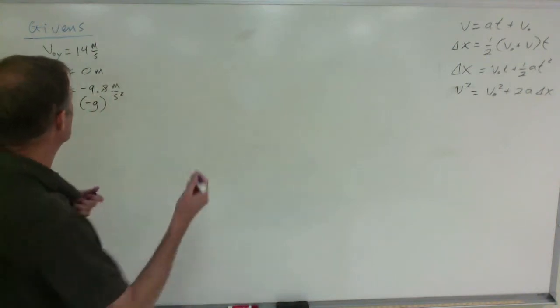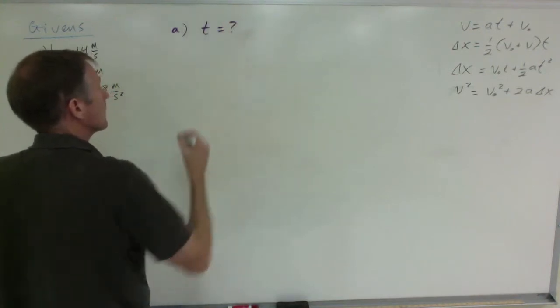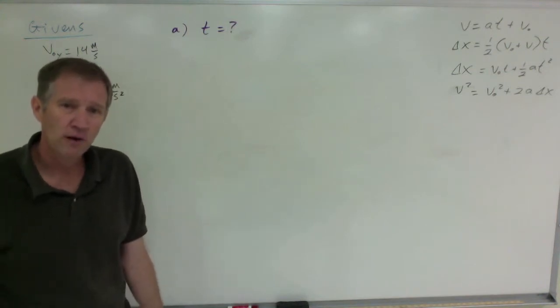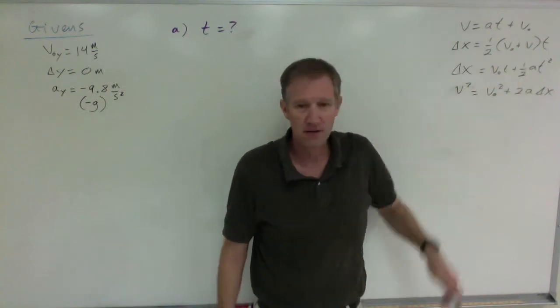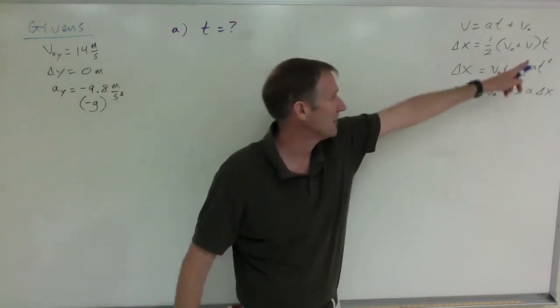Total time in the air. That's going to be part A. So the total time in the air, given that delta y is equal to 0, there are a number of ways to do this. You do not yet know the final velocity. That's part C. It's not 0.